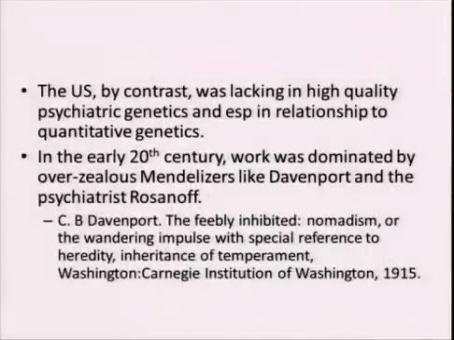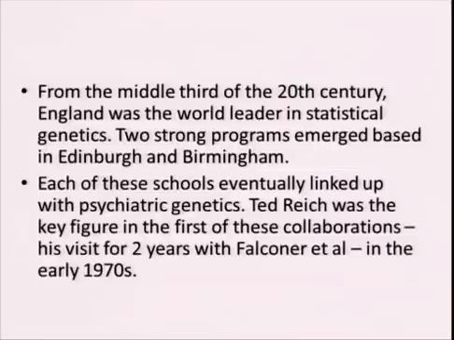Any of you that have spent any time reading through Davenport's monographs, this is my most favorite one. I do teach from this, but this is the literal title: The Feebly Inhibited. The phenotype that he was doing the Mendelian transmission of was nomadism, or the wandering impulse, with special reference to hereditary inheritance and temperament. He developed a single gene model for nomadism as a phenotype.